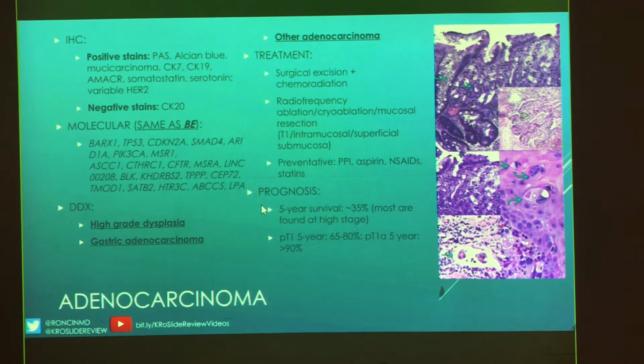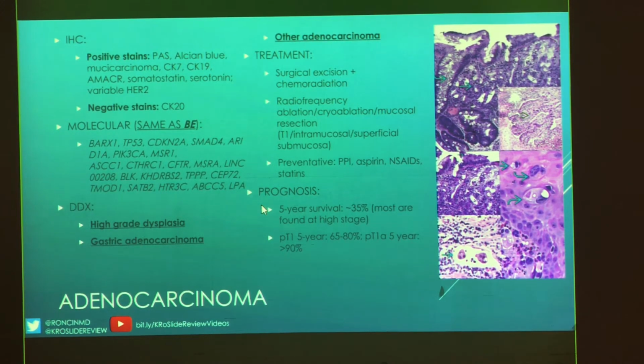CK7, CK19. So CK7 would be the one to stand out versus your negative CK20. Amicur can be positive, somatostatin, serotonin, and variable HER2. Your molecular is going to be exactly the same as Barrett's esophagus, so no surprises there. Your differential is going to be, is this Barrett's esophagus with high-grade dysplasia? Is this actually a gastric adenocarcinoma, or is it an adenocarcinoma from somewhere else?